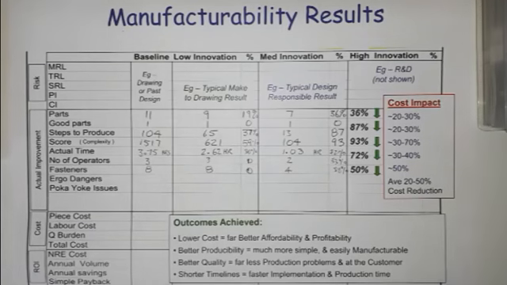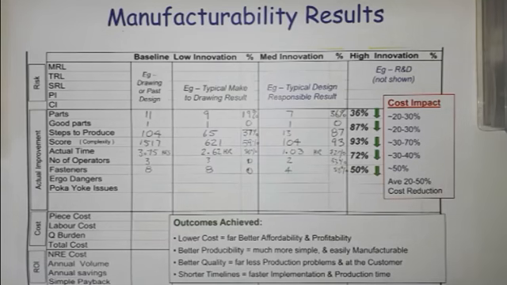If we look at the chart, we can see that down the left-hand side there's the number of parts, the number of good parts, that is the functions the customer gets, the number of steps to produce, the manufacturing complexity score, the actual time to make all of the parts, the number of operators and the number of fasteners involved.